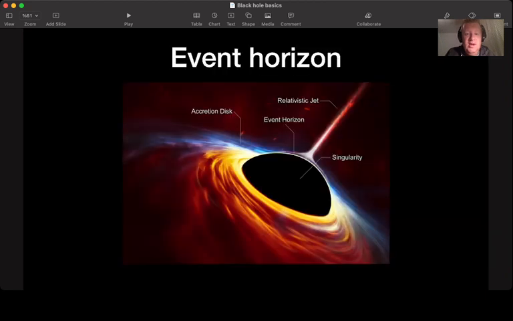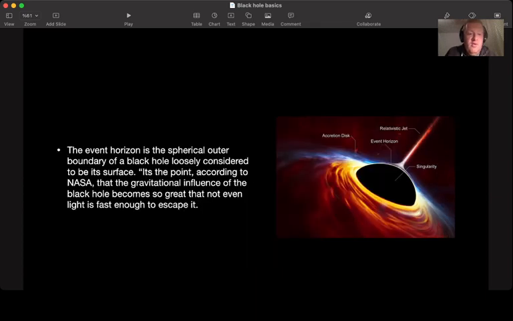Next, the event horizon, which is right at the edge of the black hole. The event horizon is a spherical outer boundary of a black hole, loosely considered to be its surface. At this point, according to NASA, the gravitational influence of the black hole becomes so great that not even light is fast enough to escape it.